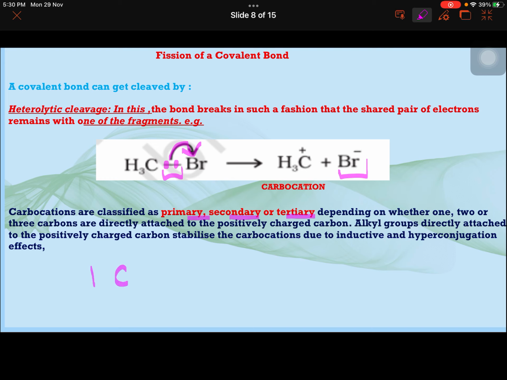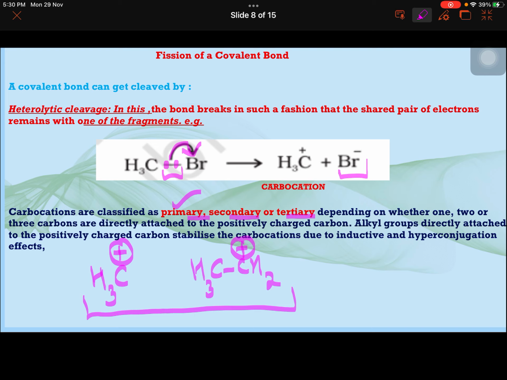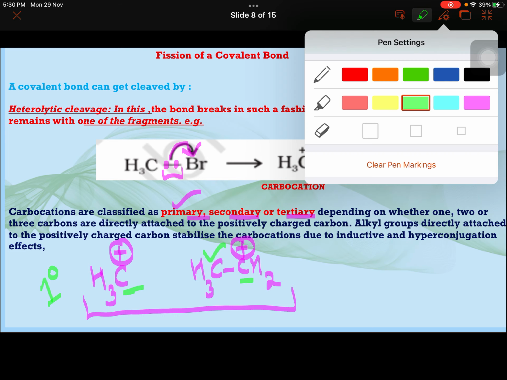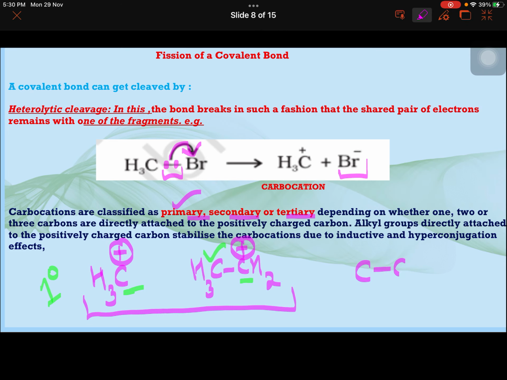If you have CH3 plus, methyl carbocation, or you have CH3CH2 plus, ethyl carbocation, they come in the category of primary, because you have to see the carbon which is having the positive charge. If that is attached to one more carbon or no other carbon, we call it primary. Then you have CH3, CH3 positive here. Now the carbon which is having the positive charge is attached to two more carbons directly. So it is secondary.